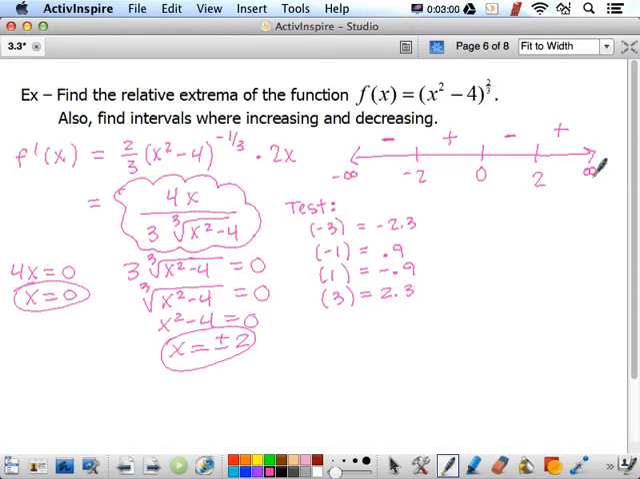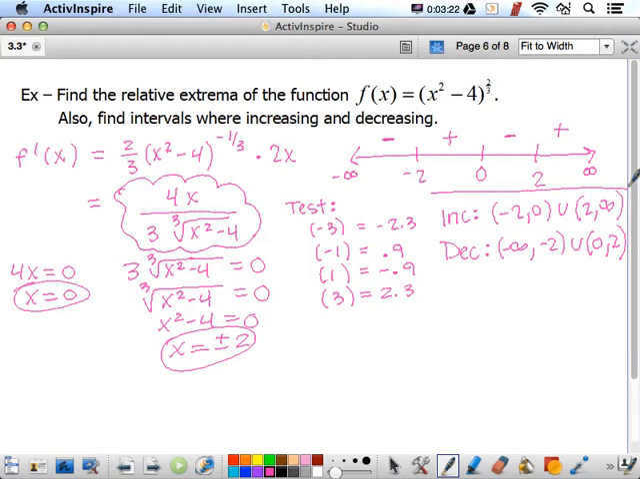Okay. So let's go ahead and list our intervals where it's increasing. And that is from -2 to 0 and from 2 to infinity. And it is decreasing from -infinity to -2 and from 0 to +2. So there's half of our problem. Now we just need to decide if we have any relative extrema.